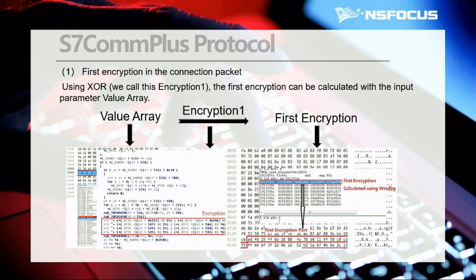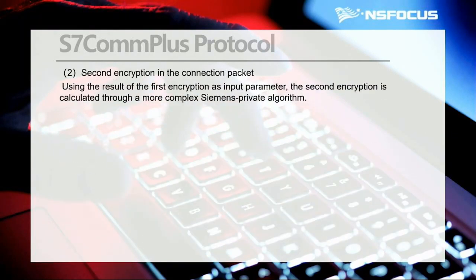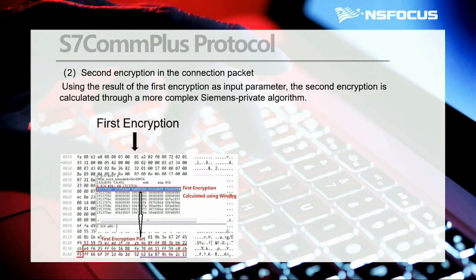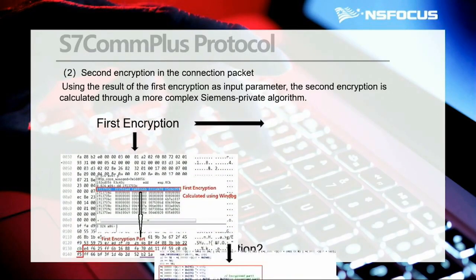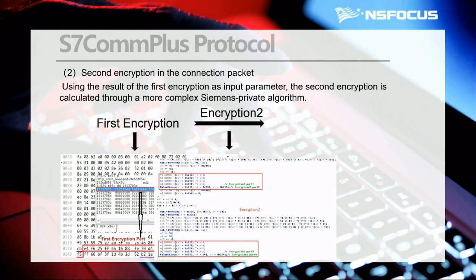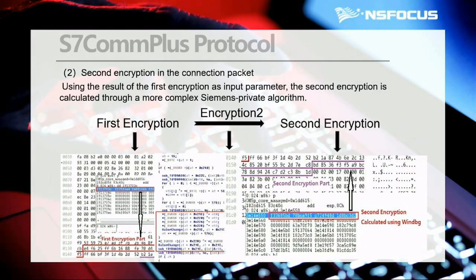The first encryption is the second connection packet's first encryption. Then we use the result of the first encryption as the input, and after a more complex Siemens private algorithm, which we call encryption tool, we finally get the second encryption in the second connection request packet. Then the connection part can be done.